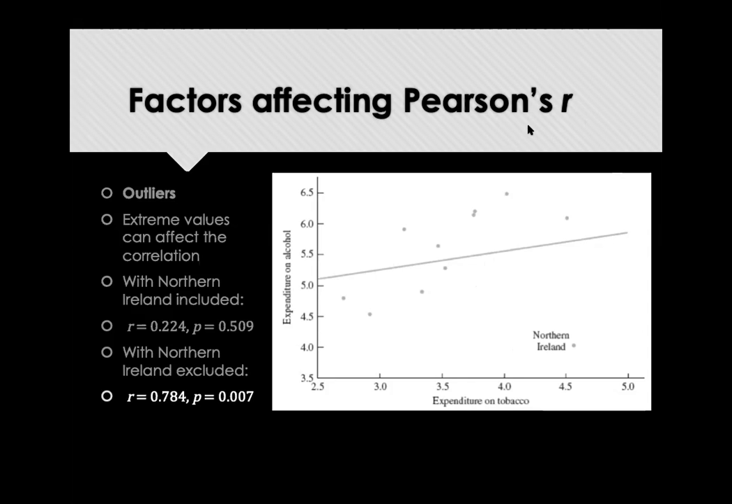And so it's important to remember that outliers have a pretty extreme effect on Pearson's R. It's like how outliers affect the mean, right? They really pull the mean in one direction or another.